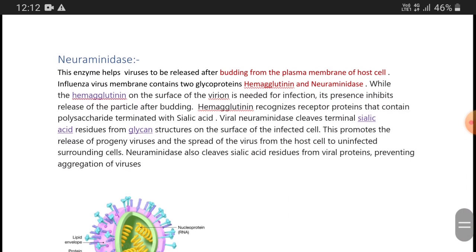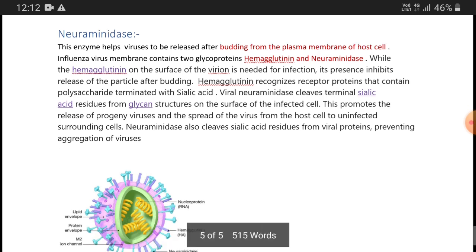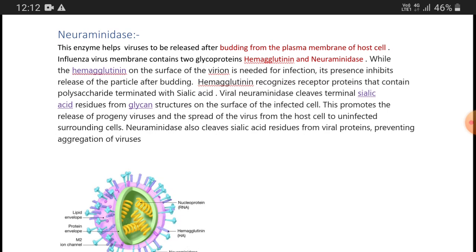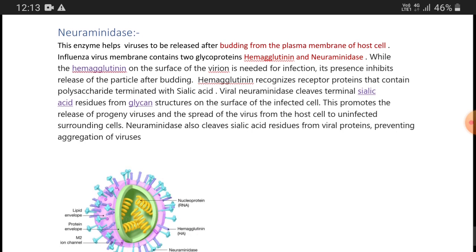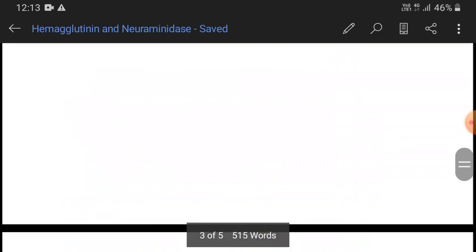And what is neuraminidase doing? Neuraminidase is another glycoprotein present on the surface of the viral envelope, and it ensures the release of the newly developed progeny virus after budding from the host cell's plasma membrane. And how is it doing this? Because remember, due to the presence of sialic acid on the host cell, there can be a chance that the newly synthesized hemagglutinin reacts again with those sialic acids. To prevent this, neuraminidase cleaves the sialic acid from the glycan structure. Not only that, by cleaving sialic acid, it also prevents the chance of virus aggregation. That is also a very important thing. So that's all about hemagglutinin and neuraminidase.